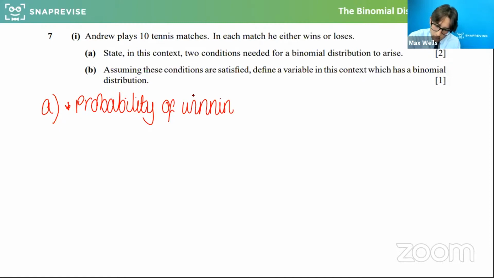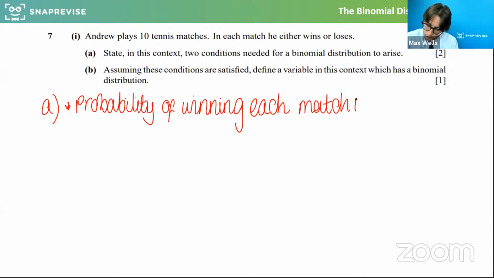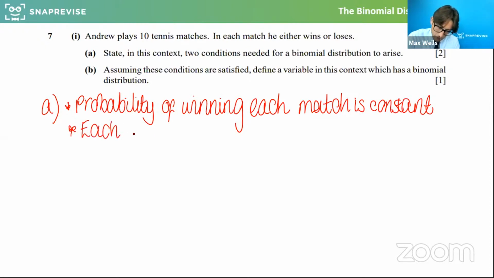The reason that is important is because it's not assuming that if Andrew plays a game and he does well, the next game he's more confident, he's more likely. We're just saying it's just constant. It doesn't matter who he's playing, it's a constant chance. So probability of winning each match is constant for us to use this model. And then the other one would be that each result is independent. So it's not having a knock-on effect. Is independent.